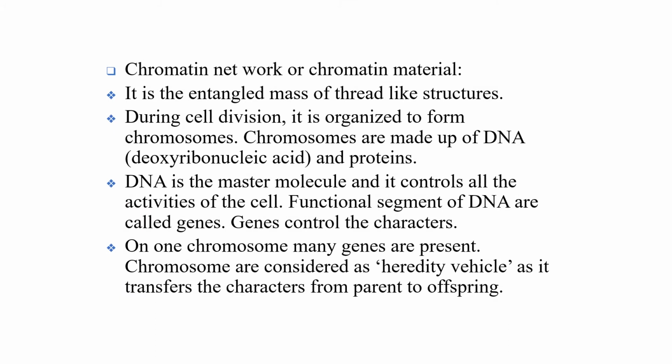Chromatin network or chromatin material. It is the entangled mass of thread-like structures. Already we saw in the diagram. During cell division, it is organized to form chromosomes. Chromosomes are made up of DNA. What is DNA? Deoxyribonucleic acid. And chromosomes are made up of DNA and proteins. DNA is the master molecule and it controls all activities of the cell. Functional segments of DNA are called genes.